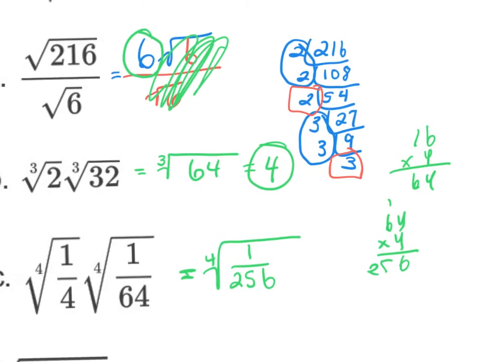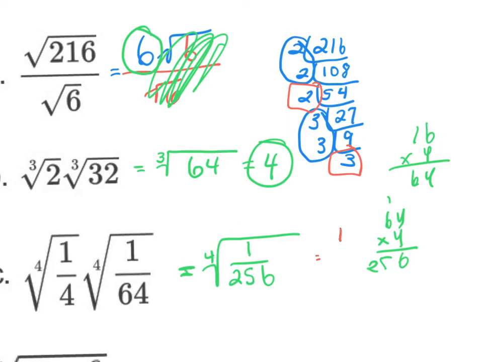1. And we should be able to figure this one out due to the math I just did right here. What number times itself 4 times gives me 256? What number did I multiply 4 times to get 256? 4. 4 times 4 is 16, times 4 is 64, times 4 is 256.